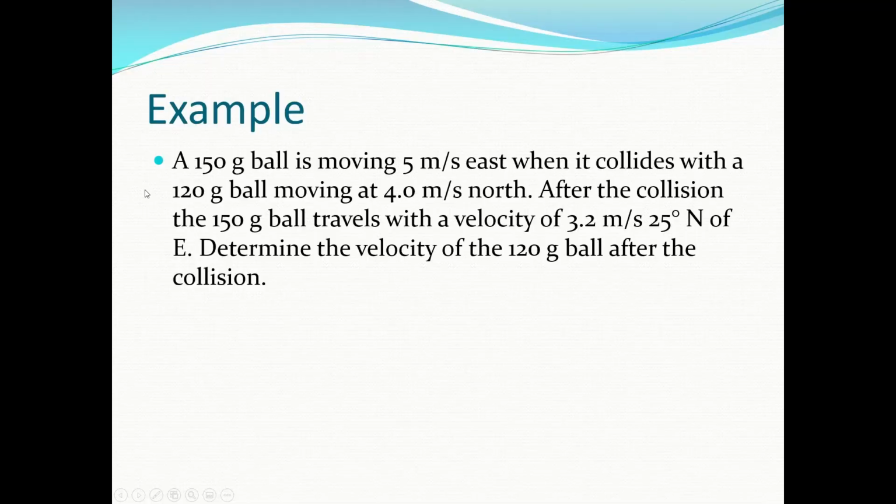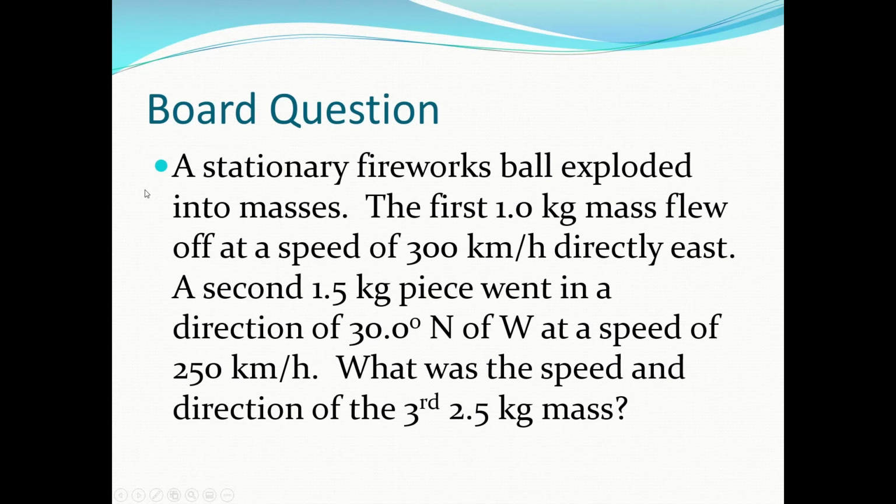So now we are going to give a board question here. A stationary fireworks ball exploded into masses. The first 1 kilogram mass flew off at a speed of 300 kilometers an hour directly east. Second, at that direction, and the third, we want to find the speed and direction, so basically the velocity of the third 2.5 kilogram mass. Okay. So try this on your own, see how far you can get, and pause the video, and I will do it right now.